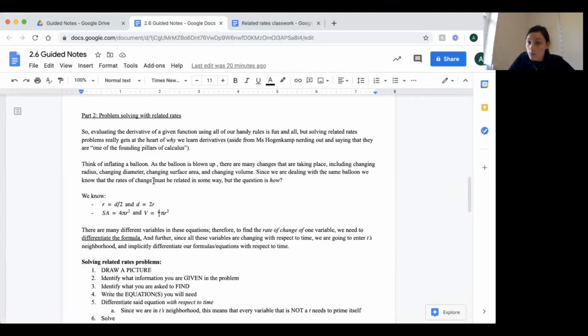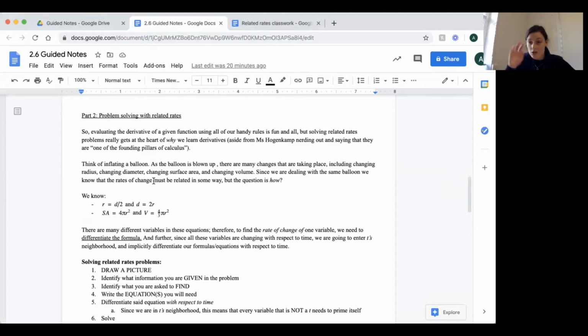Some things we know: radius is related to diameter in the sense that radius is equal to diameter over 2, or diameter is equal to 2 times radius. We know that surface area is equal to 4 pi r squared and volume is equal to 4/3 pi r cubed. So there are a bunch of different variables in these equations. Therefore, to find the rate of change of one variable, we need to differentiate the formula.